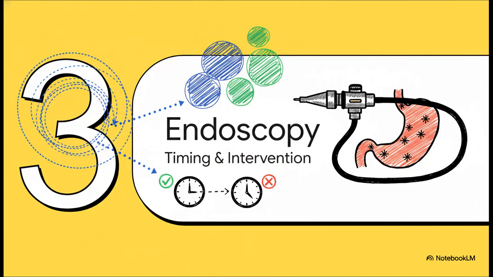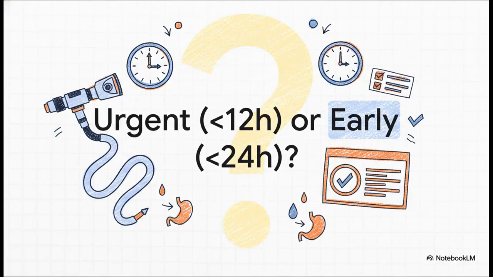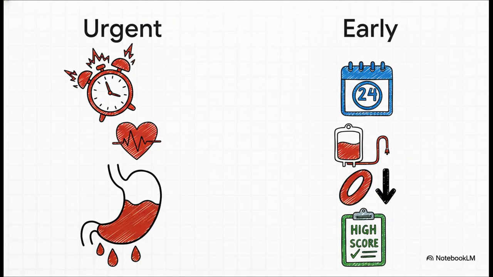All right, Section 3 is on endoscopy. And this is where that risk stratification data we talked about directly informs the critical question of timing. So, the key question is always, urgent, meaning less than 12 hours, or early, meaning less than 24? The new guidelines give us very clear criteria to differentiate between these 2 pathways. Let's go through them. Okay, so for urgent endoscopy, that's within 12 hours. It's mandated for any patient with high-risk features.